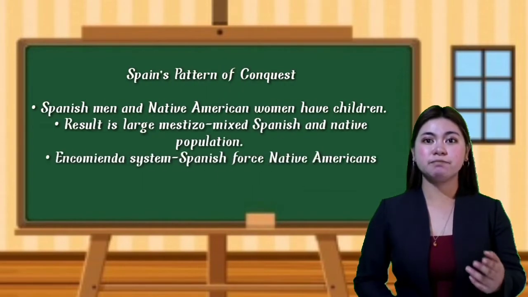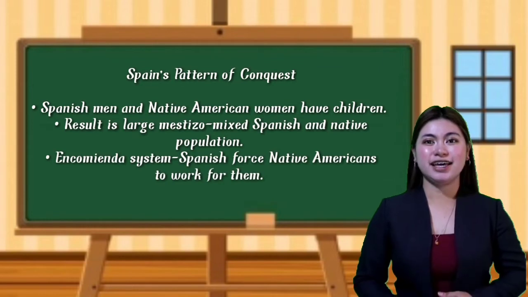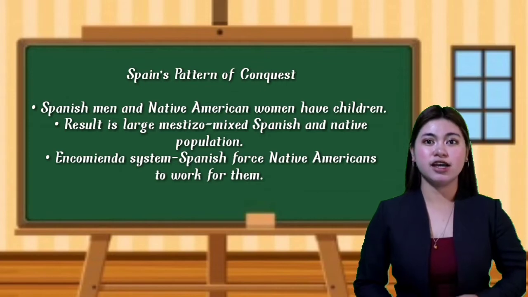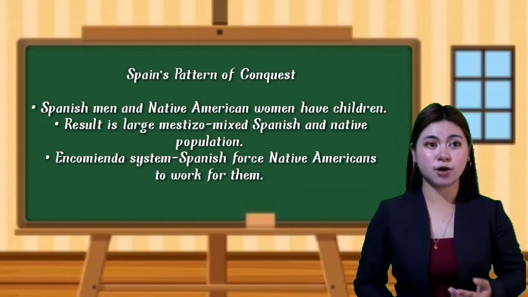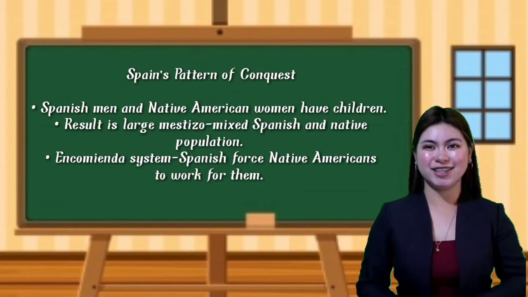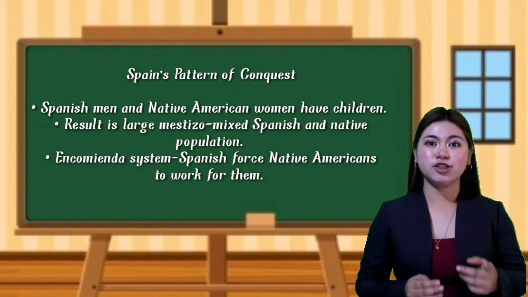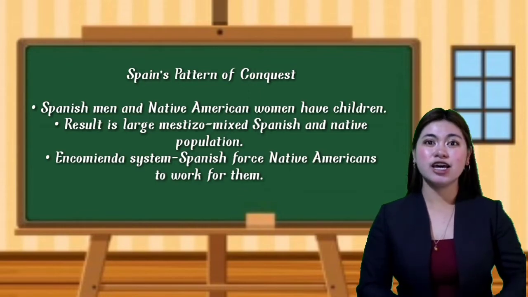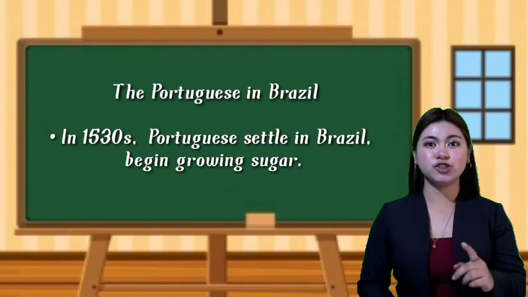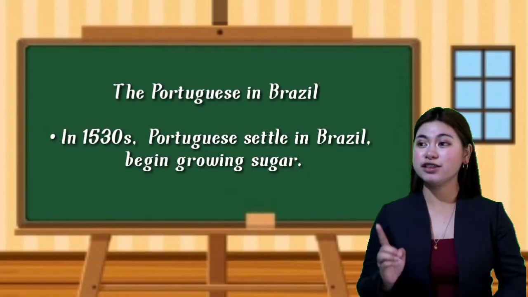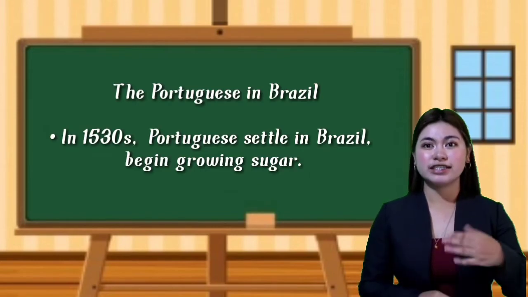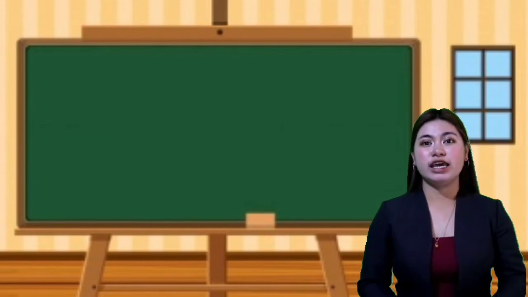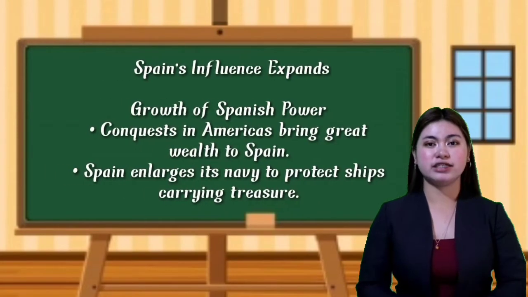Spain's pattern of conquest. Spanish men and Native American women have children. The result is a large mestizo, mixed Spanish and Native, population. Encomienda system: Spanish force Native Americans to work for them. The Portuguese in Brazil: in the 1530s, Portuguese settle in Brazil and begin growing sugar. Spain's influence expands.